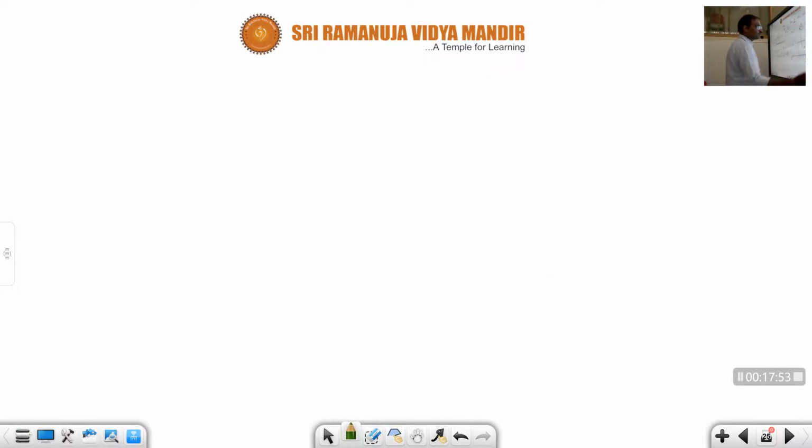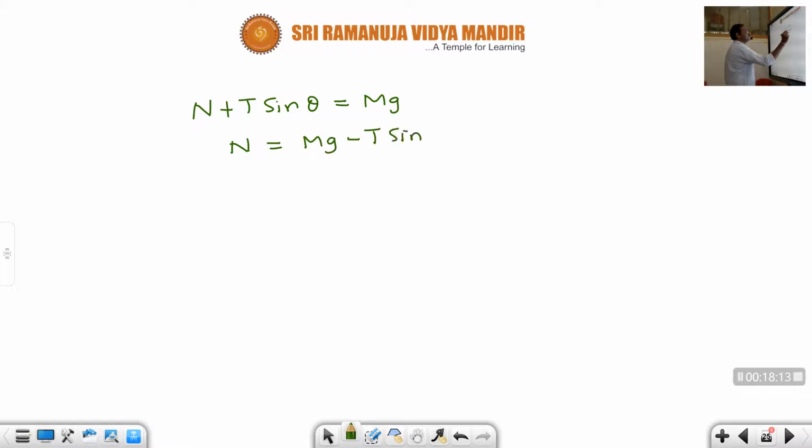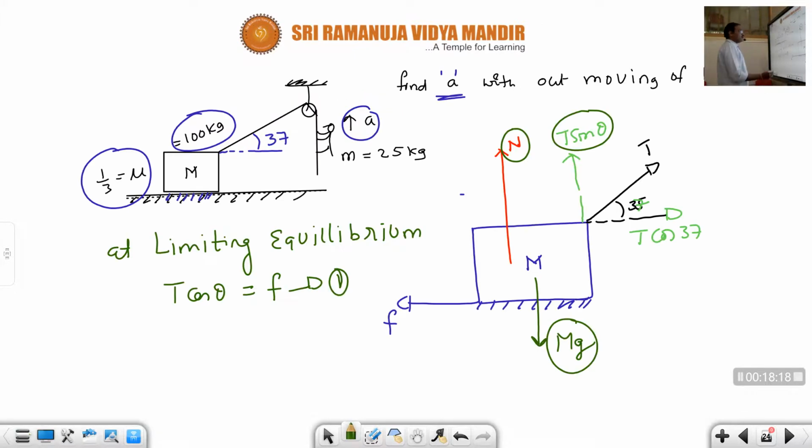Under the situation of equilibrium, N plus T sin theta is equal to mg. Therefore, the normal reaction N is equal to mg minus T sin theta. This is the value of N. Then we got the value of the normal reaction.